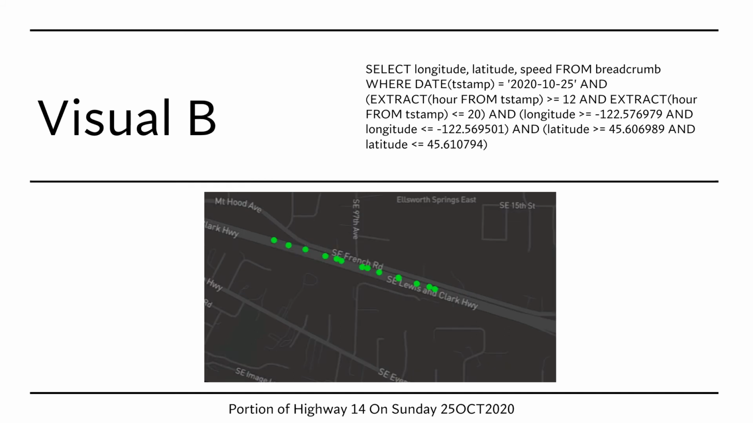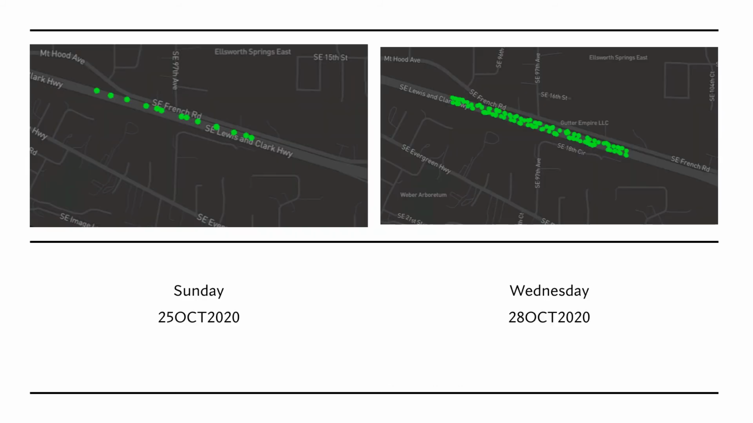This is a visualization of the same location but on a Sunday, specifically October 25th, 2020, still the same time frame from 12 p.m. to 8 p.m. Here are the two visuals next to each other. The Sunday visual is significantly less populated compared to the Wednesday visual due to there being less stops that would occur on a Sunday compared to that of a weekday, resulting in there being less buses traveling through this point on a Sunday.